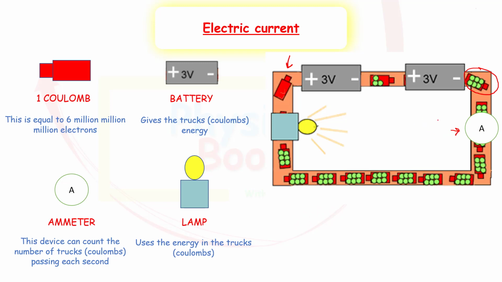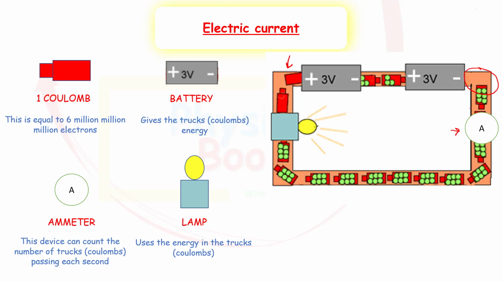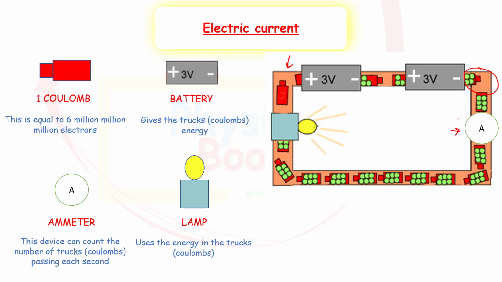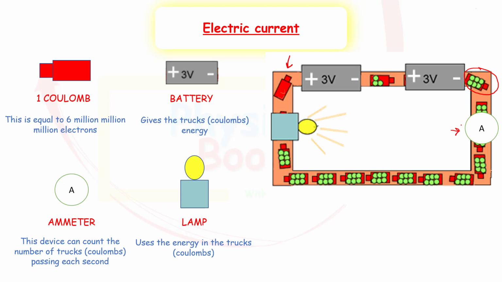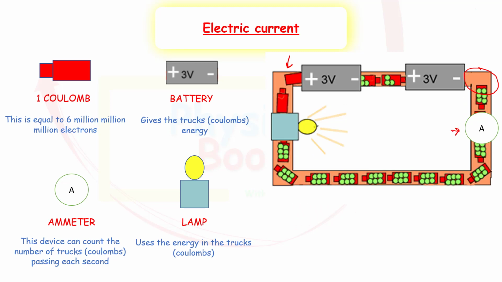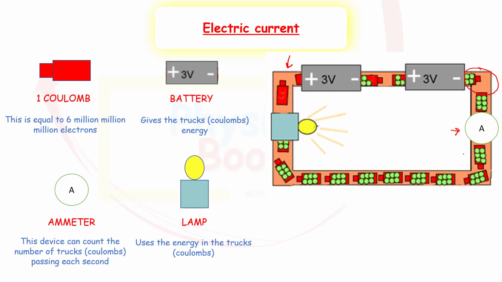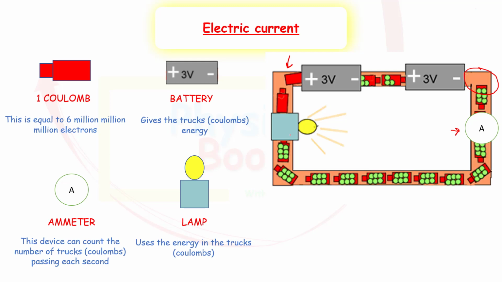We can illustrate it by using the letter A. So what this does here, it's simply counting how many coulombs are passing each second. Once again, an ammeter is simply counting how many trucks or coulombs are passing each second. Now, these trucks are moving to the other side, as you can see, towards the lamp.